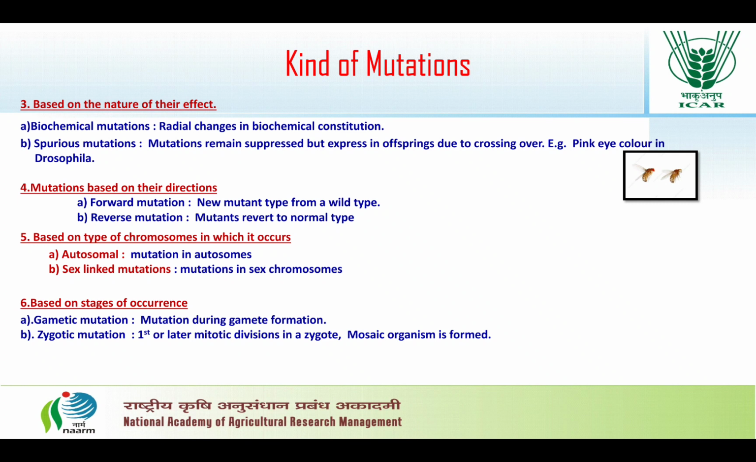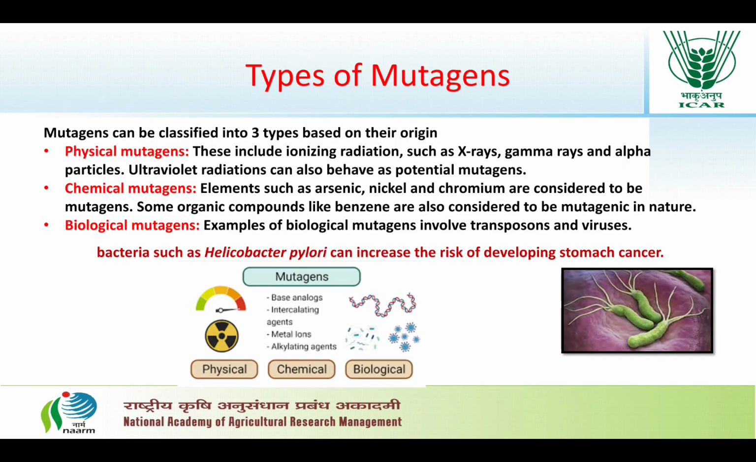The next kind is based on the type of chromosomes in which it occurs, that is in autosomes as well as allosomes. Autosomal mutations are in autosomes and sex-linked mutations are in the sex chromosomes or allosomes. Another kind is based on the stages of occurrence, that is gametic mutations and zygotic mutations. Gametic mutations occur during gamete formation and zygotic mutations occur in the zygote, that is in the first or later mitotic divisions. Because of this, mosaic organisms will be formed.